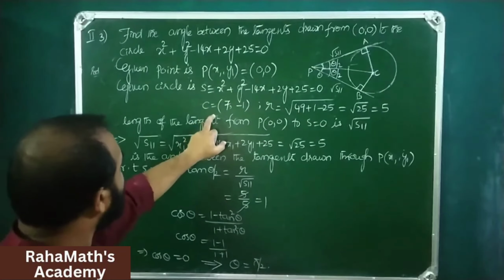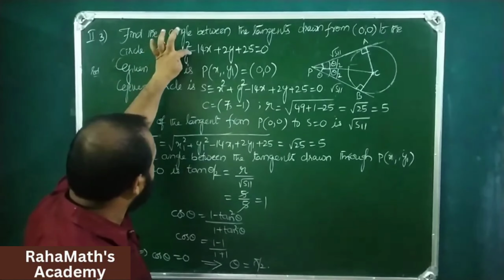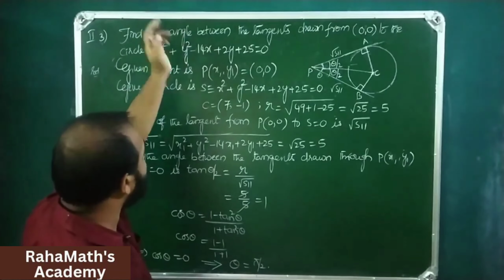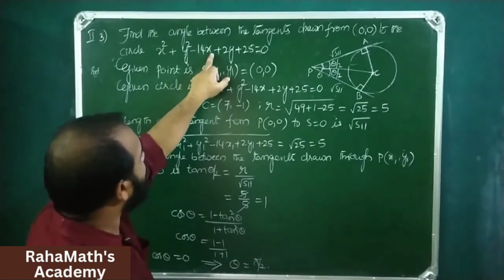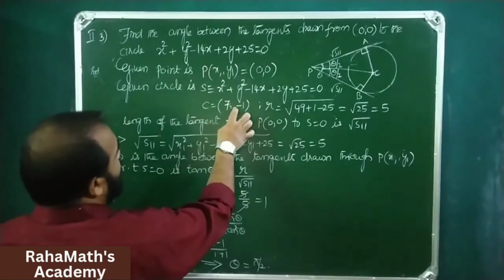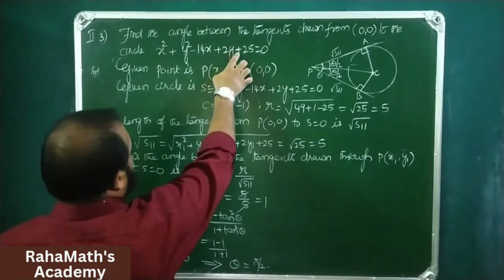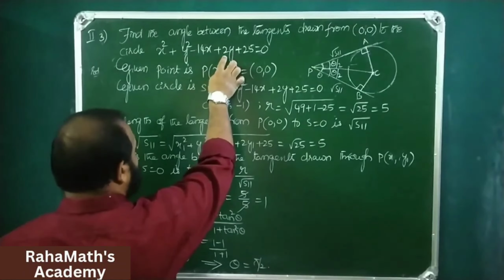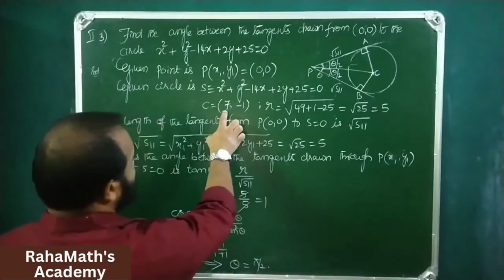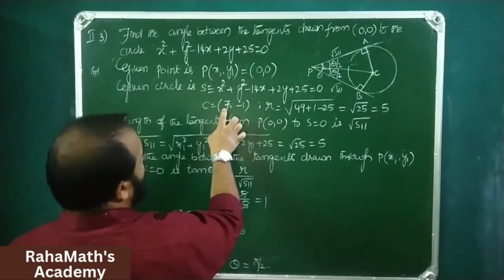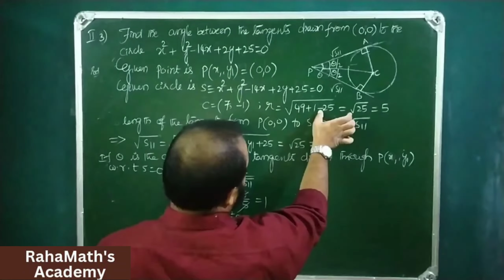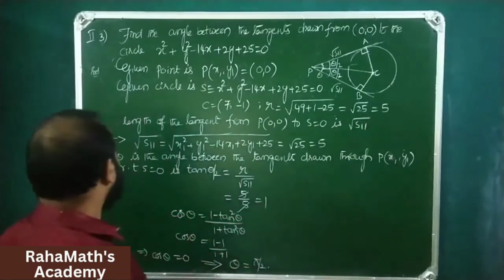So the center of this is, again I am telling you, minus is there, you write its opposite sign, and the coefficient of x is halved, so that is 7. So here plus is there, minus you write. The y coefficient is 2, half of that is 1, so minus 1. Radius is root of g square plus f square minus c: 7 square is 49, 1 square is 1, minus 25. So 50 minus 25, root 25, which is 5.